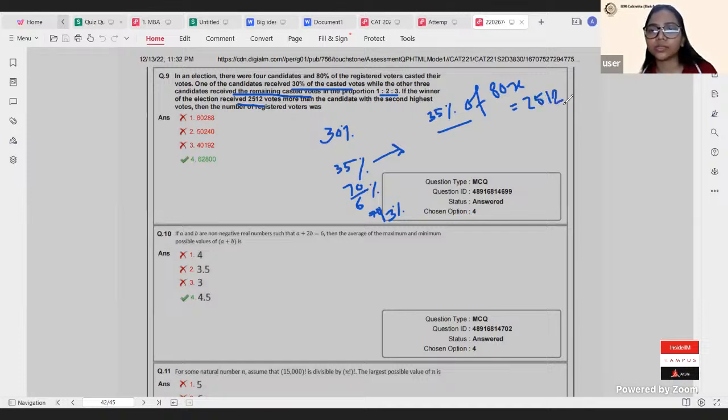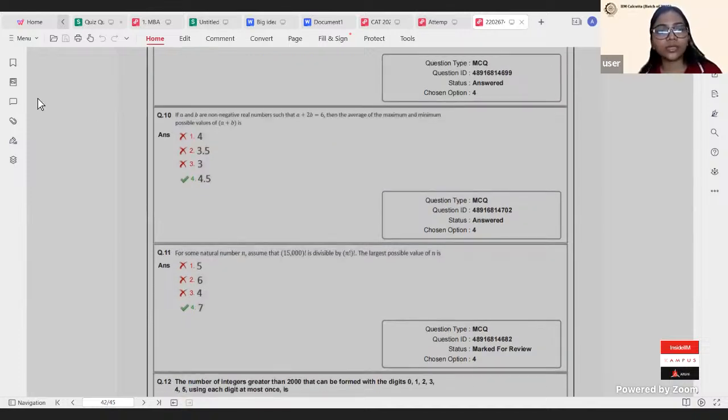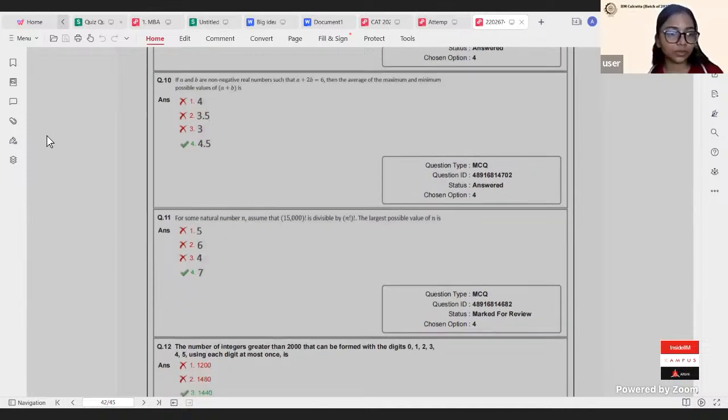Just solve for the value of x and find 100x. Okay. Going ahead with the 10th question. So here basically we have a plus 2b equals to 6.